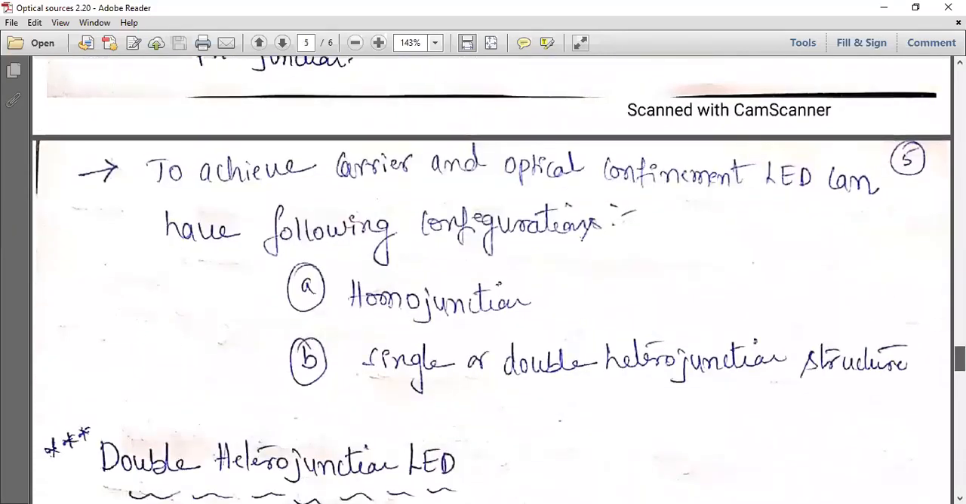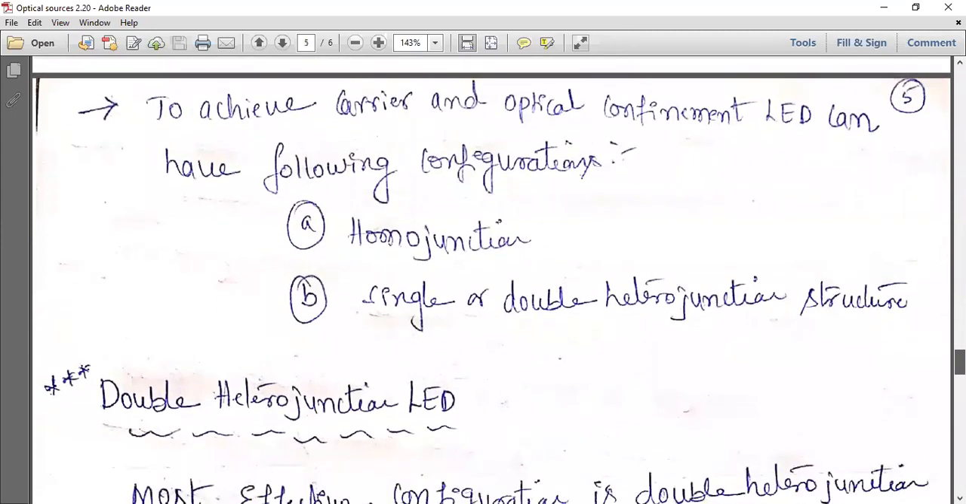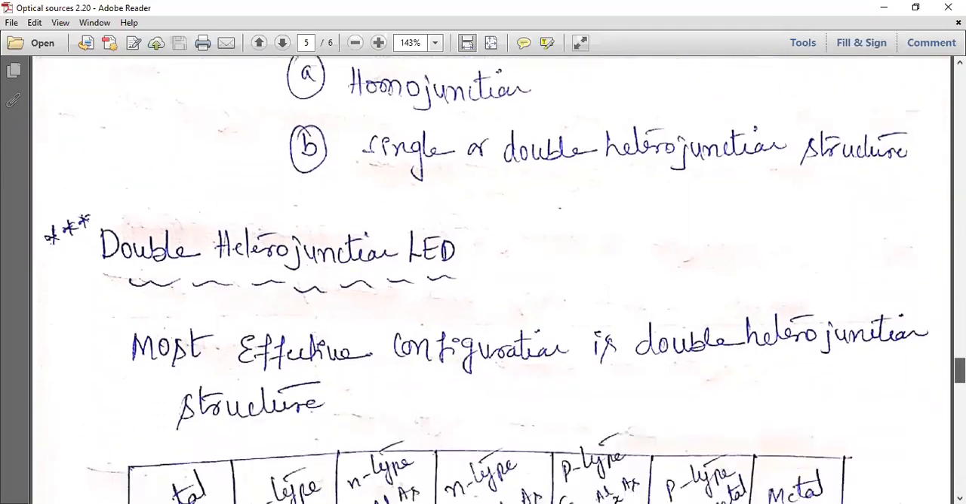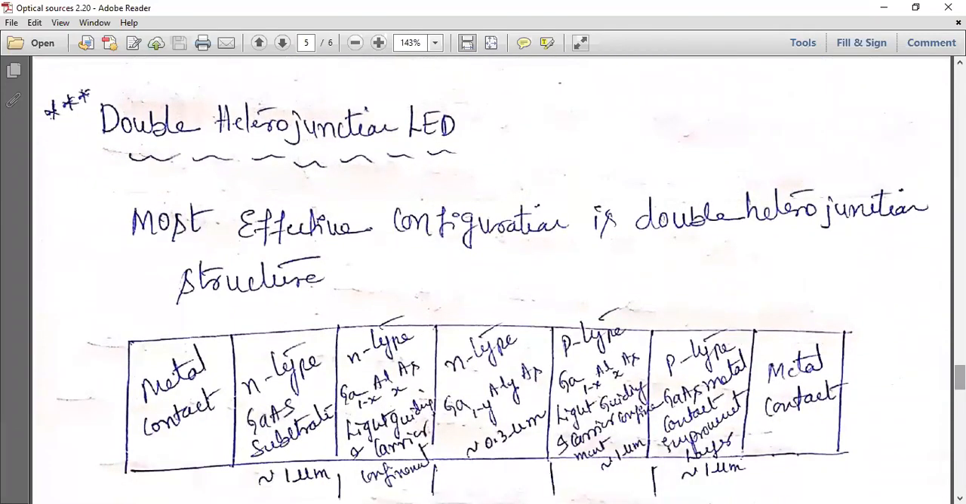LED can be realized through homojunction or through single or double heterojunction structure, but double heterojunction structure has a lot of advantages compared to homojunction and single heterojunction. Homojunction increases reabsorption, so it is not frequently used. It is used to a lesser extent in case of your LED. The double heterojunction LED is important with respect to your exam also.